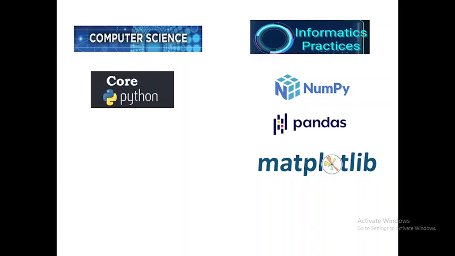So if you are a science student, I suggest you opt for computer science, and if you are a commerce student, I suggest you opt for informatics practices, because you might not have decided whether you want to go for programming or not. So if you have not decided, you can go for informatics practices. After commerce, if you want to go for programming, then you can opt for a BCA, Bachelor of Computer Application. Graduation is there, so you can go for it.